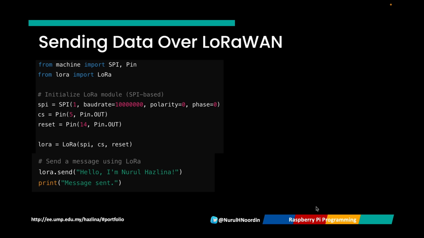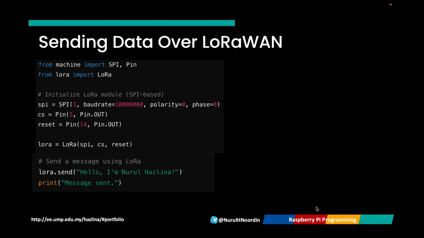Let's break down the Python code snippets that initialize the LoRaWAN communication module using the SPI, Serial Peripheral Interface, protocol on a Raspberry Pi Pico. SPI1 initializes the SPI peripheral. The Raspberry Pi Pico has SPI0 and SPI1 pins. The baud rate is 10 million, which sets the SPI communication speed to 10 MHz. The polarity is 0 and the phase is 0.